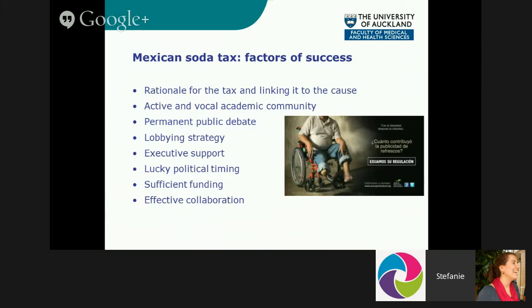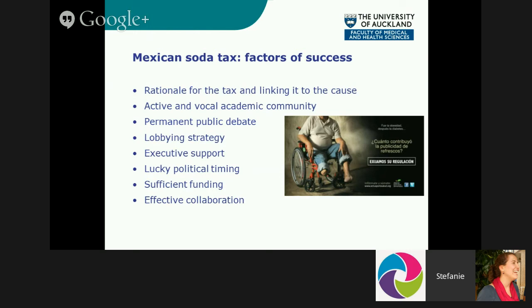So for example, a highly mediatized example is the Mexican soda tax, which was implemented at the beginning of 2014, and it was mainly a 10% tax on sugar-sweetened beverages and an 8% tax on junk food. And recently some short-term impacts have been published, so the tax actually does work. It seems to decrease sales of soft drinks by 10% and increase the sales of bottled water by 13%. But apart from looking at that, it's also important to look at what were actually the factors of success.